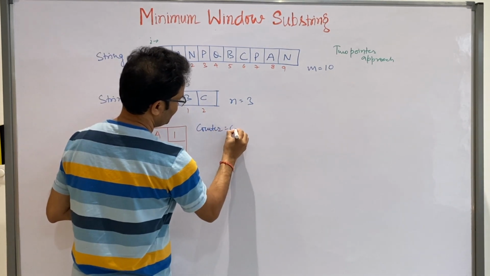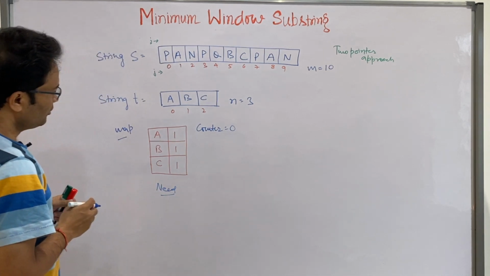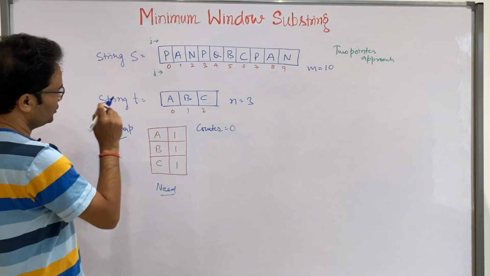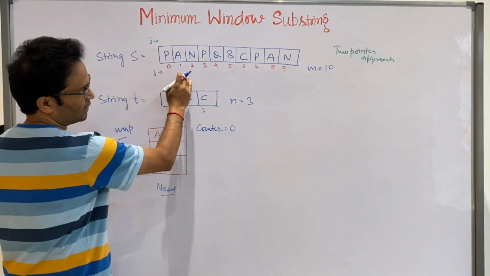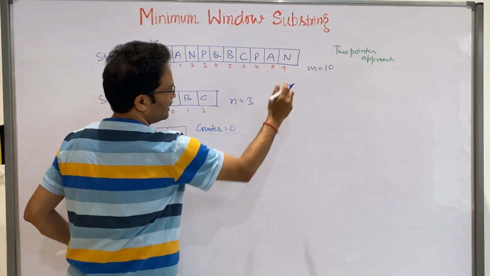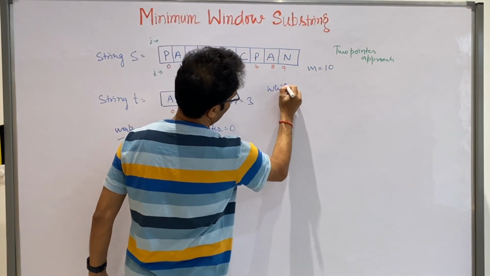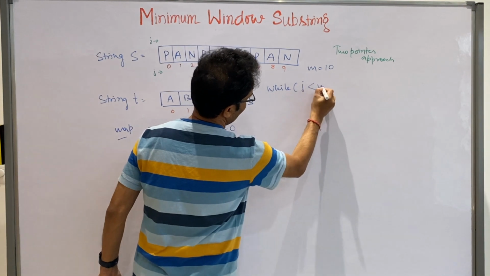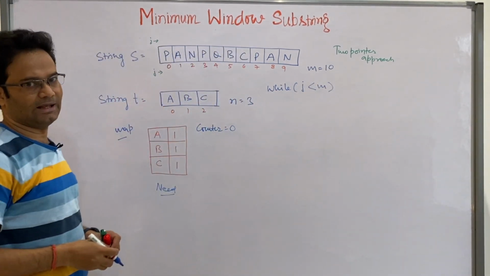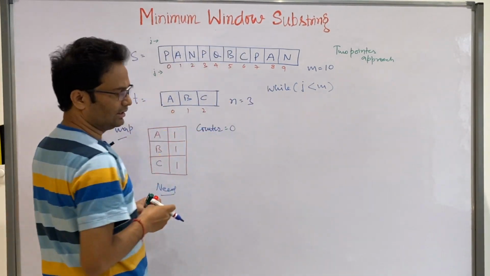Starting time counter will be the 0. Now what you have to do, you move this J till M, right? So your loop would be there, J you have to move less than the M, means till 9 here, right?